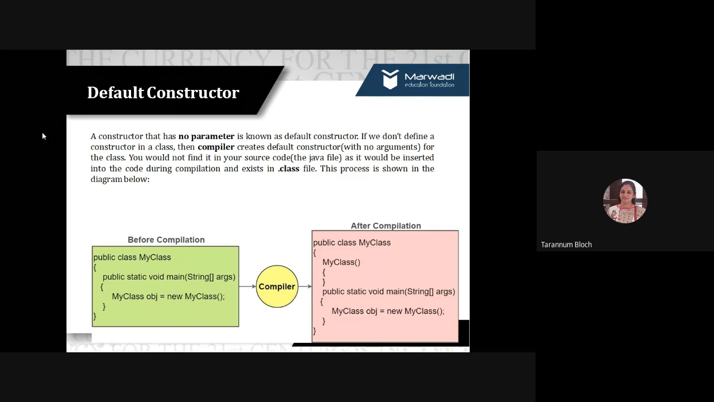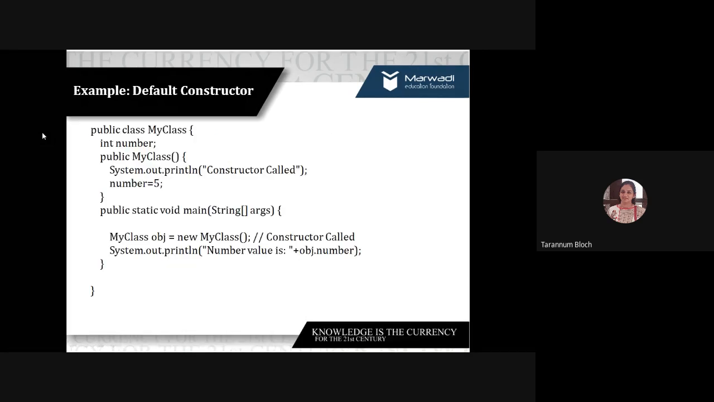But whatever the compiled code we have in our .class file, which is generated by your compiler, it will have this parameter in the bytecode language, right? So this is what a default constructor means. And here is the example, right?